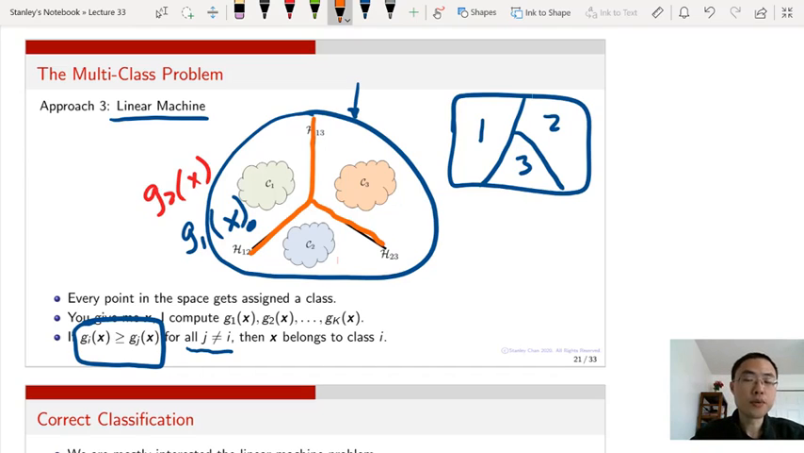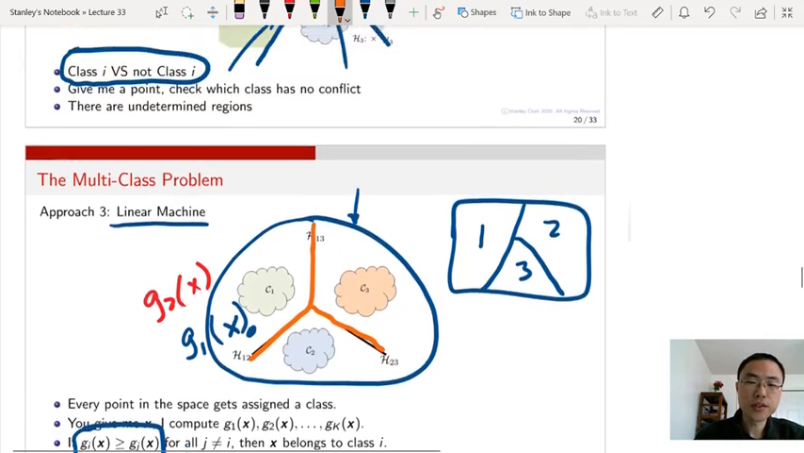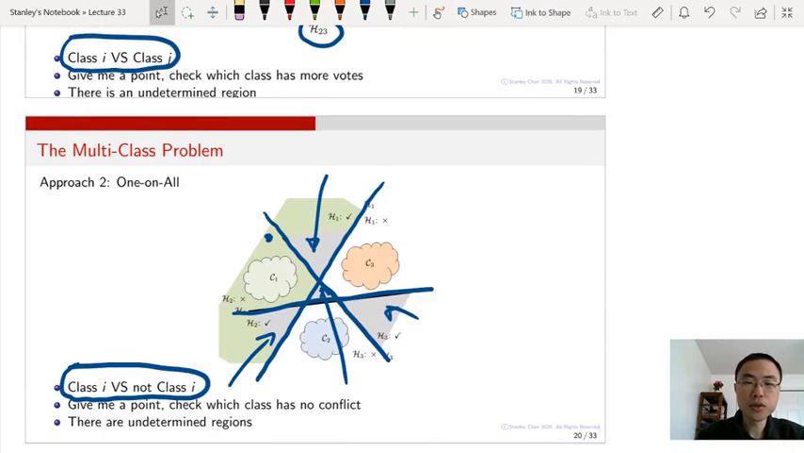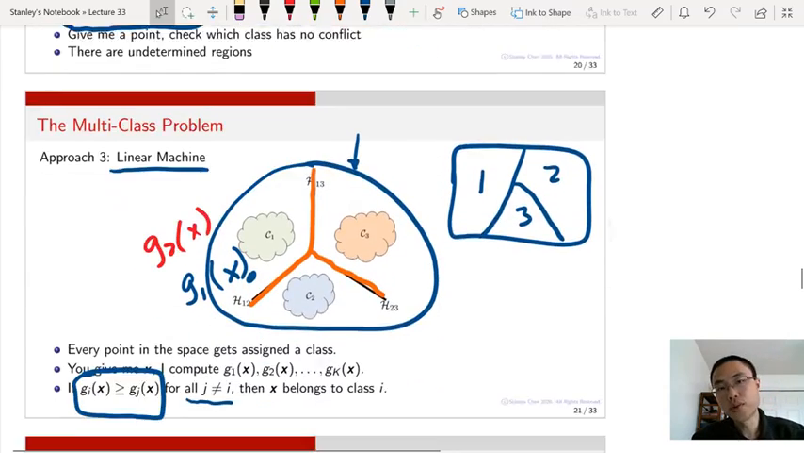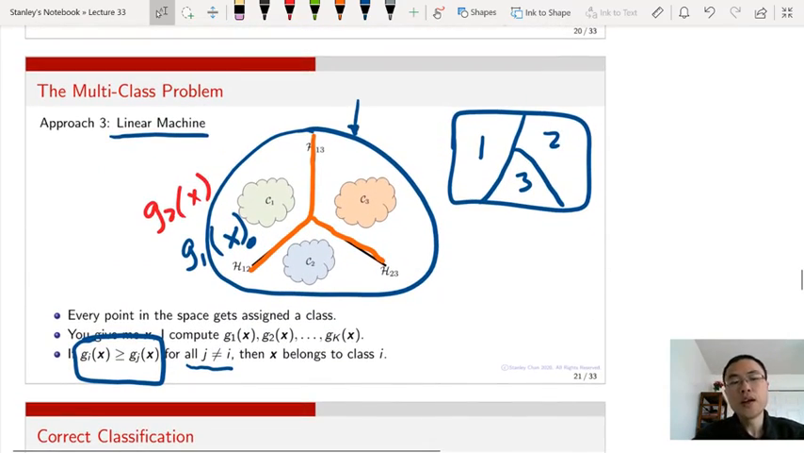So this is what we call the linear machine. The linear machine is a much more complicated classification scheme. However, it does resolve all the complications that you have seen here, where you have undetermined regions in one-to-one and one-to-all classification problems. So for the remainder of this lecture and this entire course, we are going to focus on this multi-class problem so that we do not have this undetermined region problem.